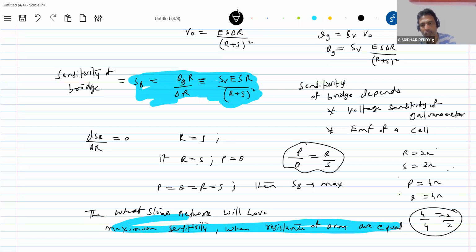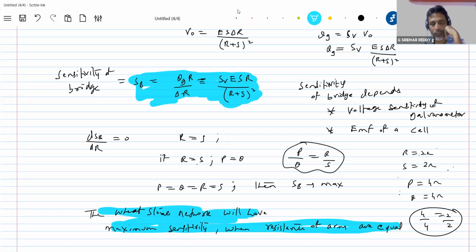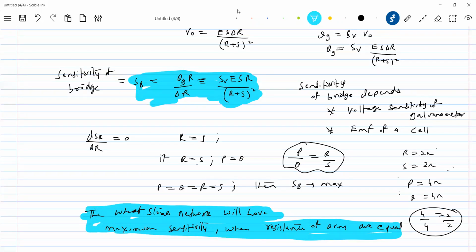Okay, that's what we mean. So why did I bring R equal to S? Since R equal to S and P equal to Q, when I verified further, only when the ratio of all the arms are equal was the bridge sensitive. That's why I wrote that sentence in the end. Clear, all of you? I verified this practically, then I came to know this is what I should carry on with.